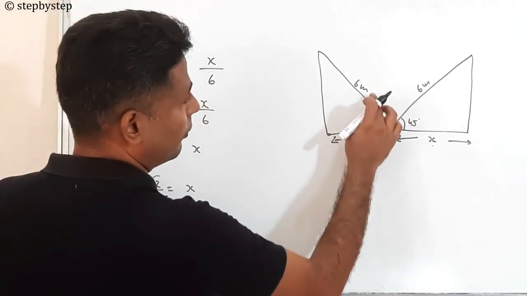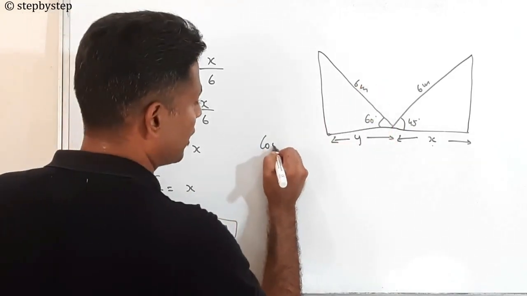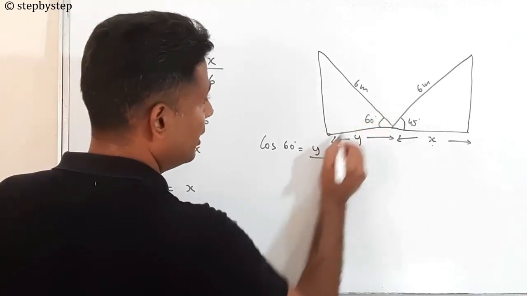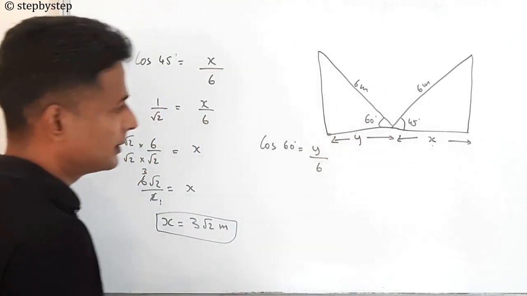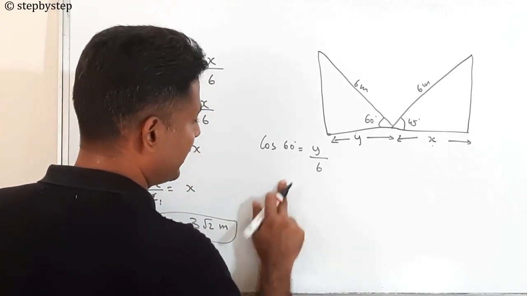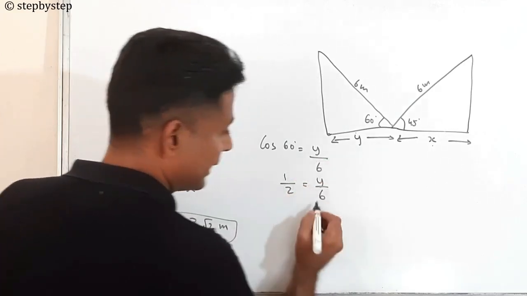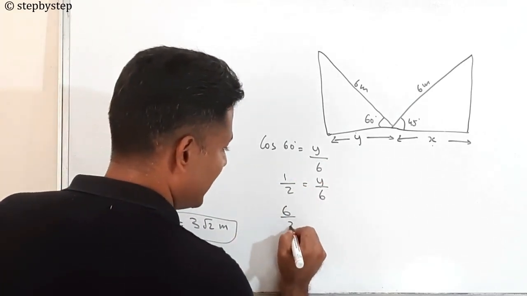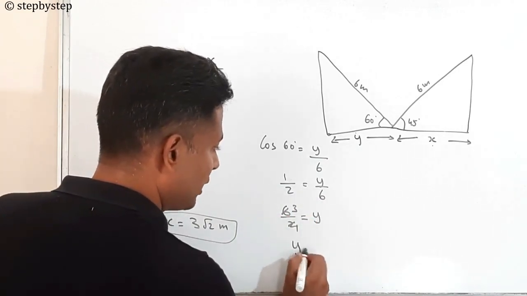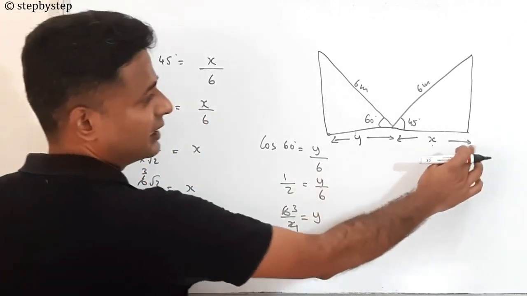Taking this triangle, we have adjacent side and hypotenuse again. So we'll be using cos. So cos 60 degrees will be equal to adjacent, that is y, by hypotenuse, that is 6. Cos 60 degrees is 1 by 2 equals y by 6. Now 6 when I transpose that side, we get 6 by 2 equals y. 2 ones are 2, 2 threes are 6. So y equals 3 meters. So we got the value of x and y. So what is the distance between the two walls?